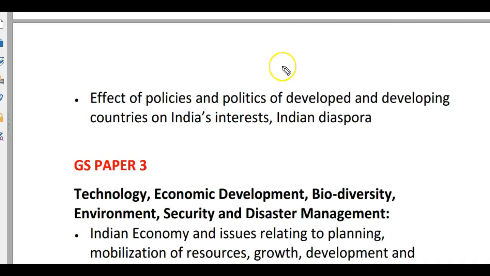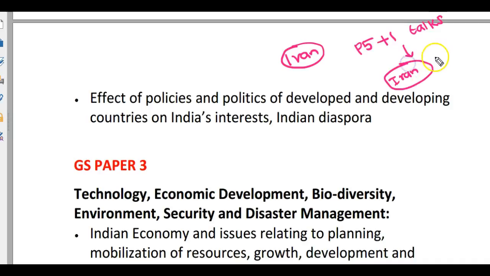So you might also be aware that economic sanctions on Iran are also lifted, especially after P5+1 talks that resulted in the agreement on Iran's nuclear program, which we already discussed in detail. So now, after that, economic sanctions are slowly getting lifted on Iran.